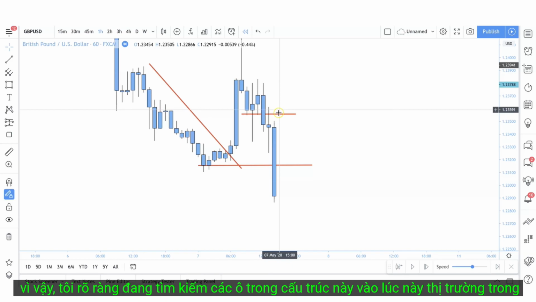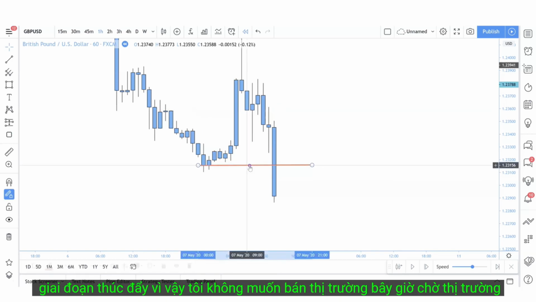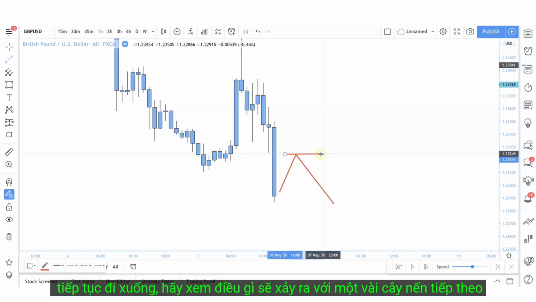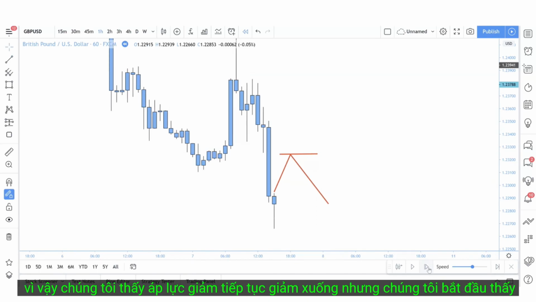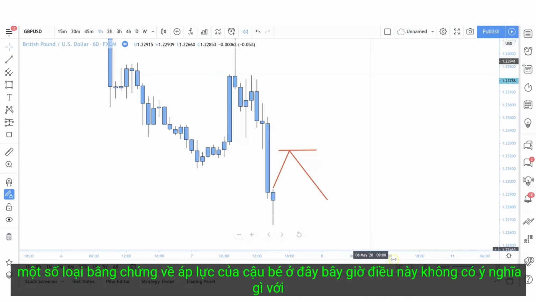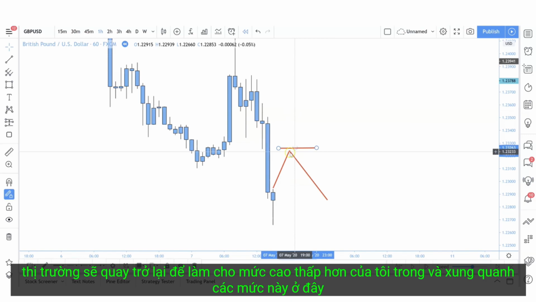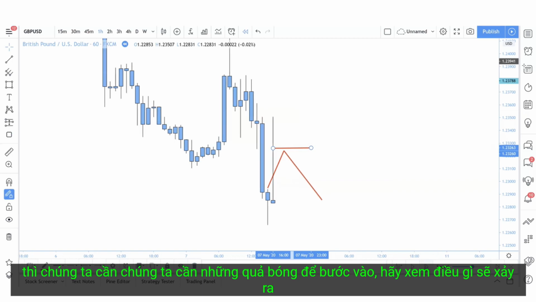At the moment, the market's in a push phase, so I'm not looking to sell the market now. I'm waiting for the market to pull back to create some sort of lower highs and then look for this continuation to the downside. Let's see what happens with the next few candles. So we see continued bearish pressure to the downside, but we're starting to see some sort of evidence of bullish pressure here. Now, this doesn't mean anything to me because I'm looking for sells, but I'm still going to be aware of the fact that there's some sort of bullish pressure. Do I expect it? Absolutely, because if the market's going to come back to make my lower high in and around these levels here, then we need the bulls to step in. So let's see what happens.